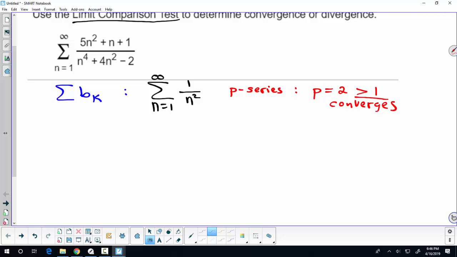It's because the power is larger than 1. So would that mean the original converges? Well, before we say anything about the original, we have to look at the limit of the ratio: is the limit finite, is the limit 0, or is the limit infinite? And then we'll make our conclusion. But we've seen hopefully enough of these examples where you know that this limit is going to be finite. But let's go through the process. So we compute L, the limit as n goes to infinity, and then we take our a sub k divided by our b sub k.